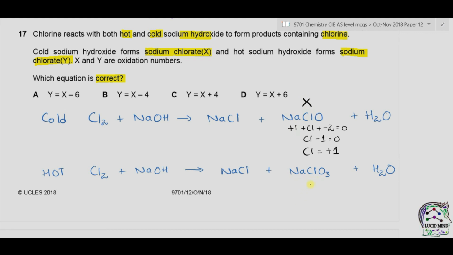Then we have sodium chlorate Y. Sodium is +1, chlorine is Cl, we have 3 oxygen atoms. Overall charge is 0. So the oxidation state on chlorine is +5 in sodium chlorate Y. So we can say that X equals +1, Y equals +5. So we can say that +5 equals +1 +4. So C seems to be the correct option.